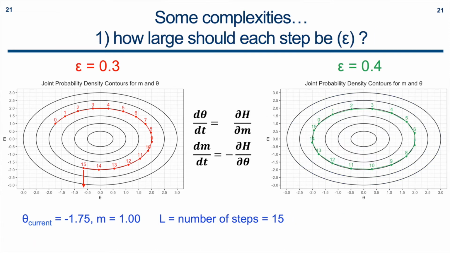So immediately there's some complexities here. How large should each step be? On the left here, I'm using epsilon, the step size, of 0.3. And over here I'm using epsilon, the step size, of 0.4. And what you see here is it's making smaller steps as it goes around that contour, versus over here it's making larger steps. So one of the things that we're interested in here is understanding the role of this epsilon as we go around these contours, as we solve these differential equations.